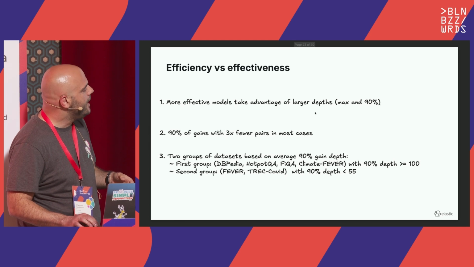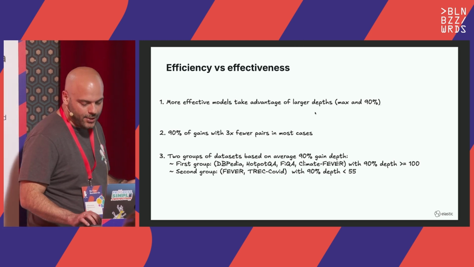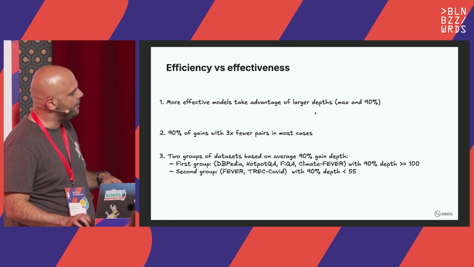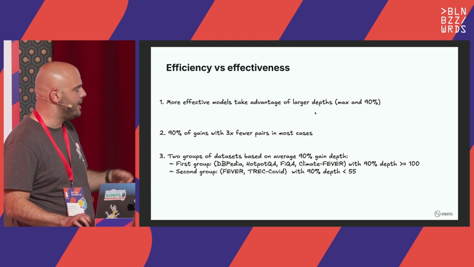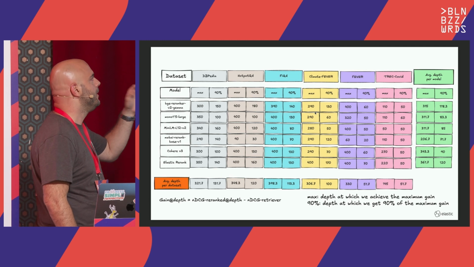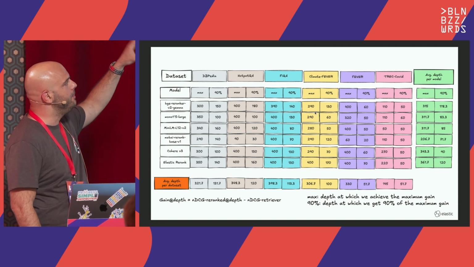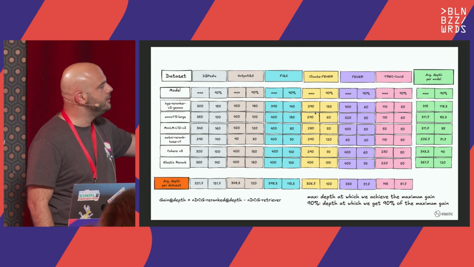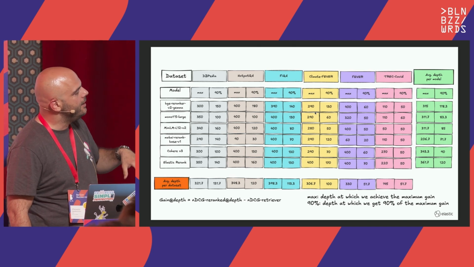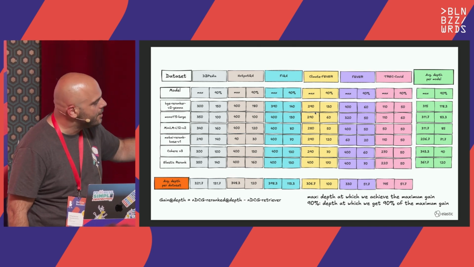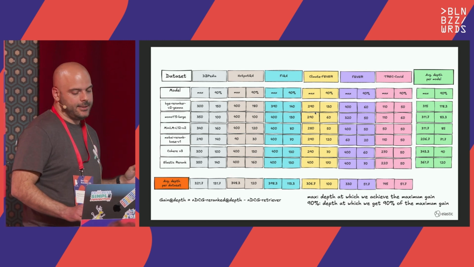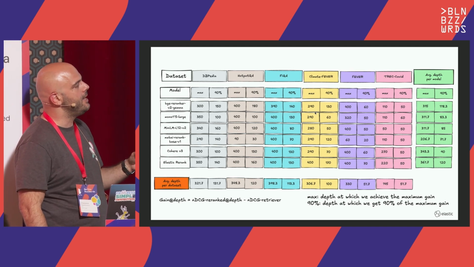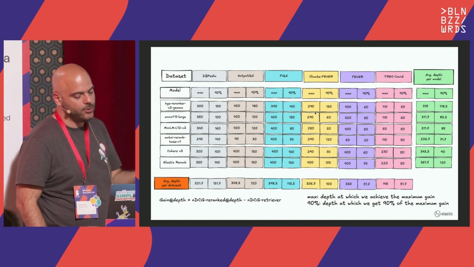effectiveness. And also, if we look closely, we can identify 2 groups of datasets based on the average score that they have for the 90% gain depth. As you can see here, the first four datasets, DBPedia, HotpotQA, FiQA, and Climate-FEVER, have an average score which is 100 or more. And the last 2, FEVER and TREC-COVID, have an average 90% depth of 51.7. So from a high-level perspective, that means that the re-ranking depth requirements for the second group are lower.